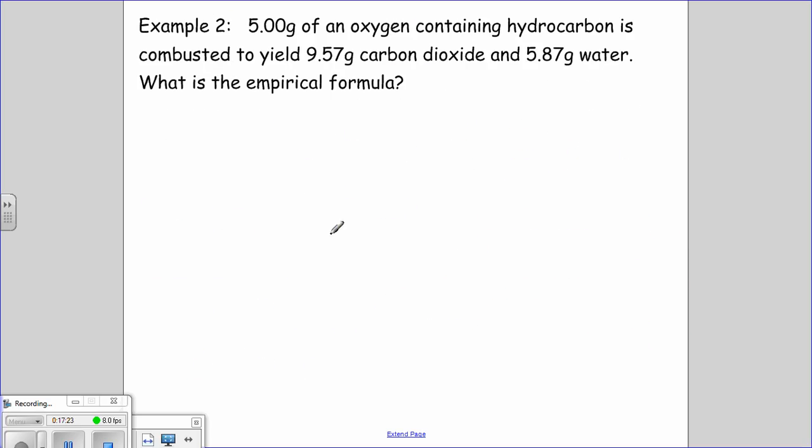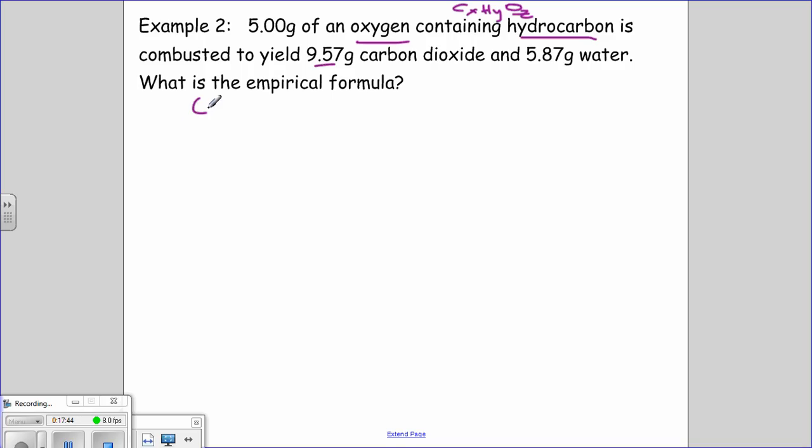This next one is the more complex one because it says you have 5 grams of an oxygen-containing hydrocarbon, meaning we have CXHYOZ. So we've got 3 elements here. It is combusted to yield 9.57 grams of carbon dioxide and 5.87 grams of water. What is the empirical formula?